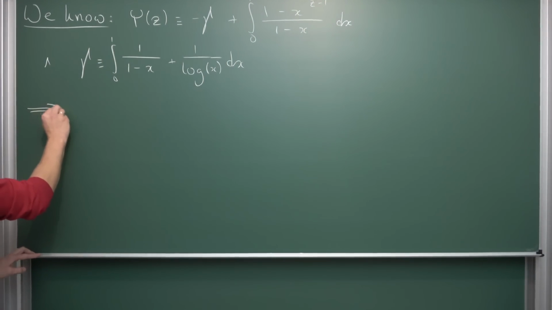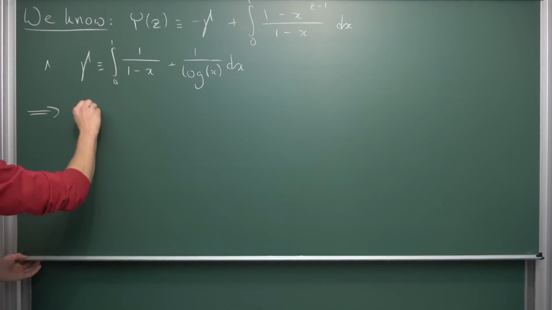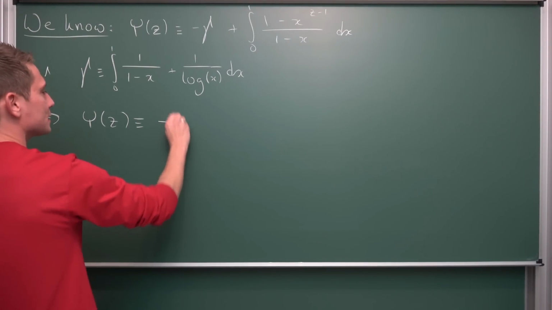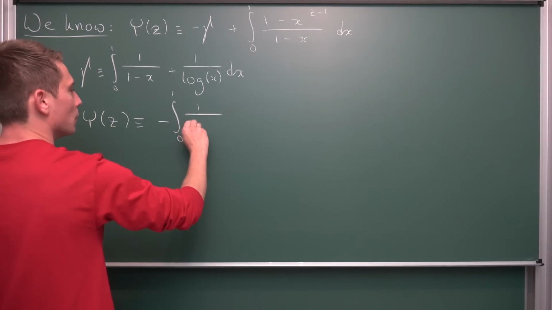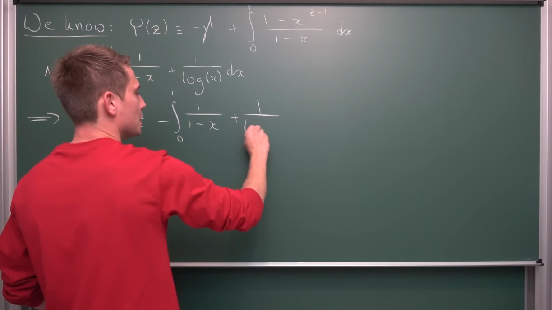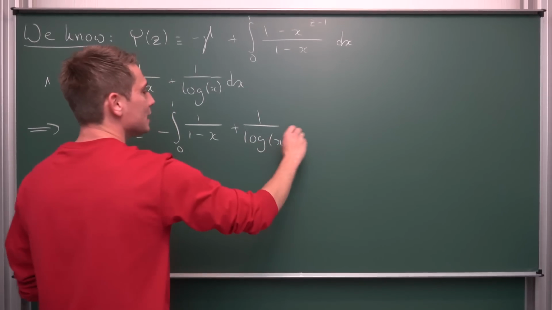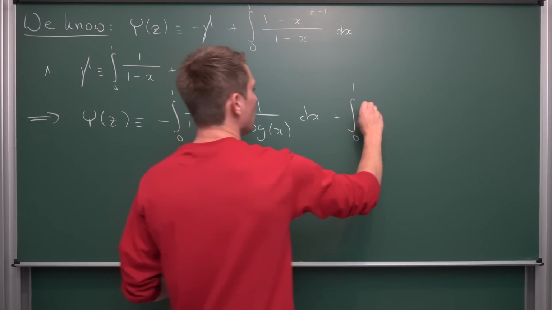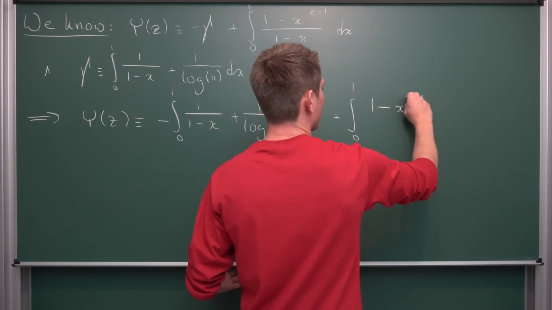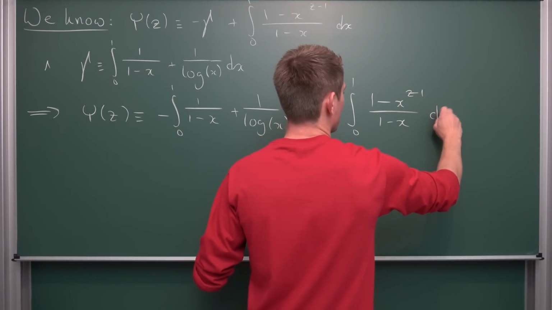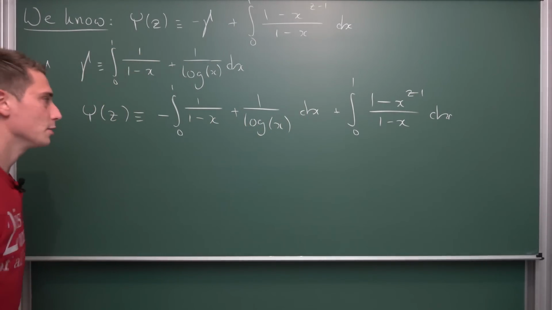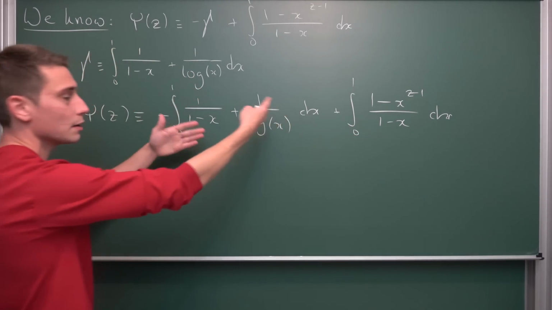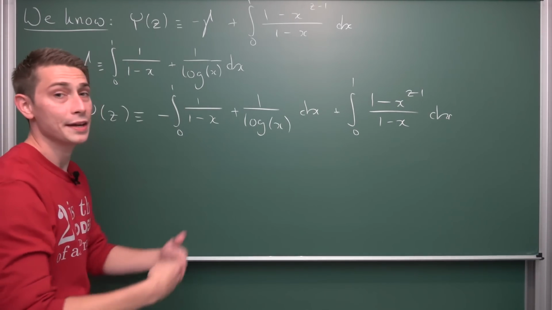So if we were to plug the Euler-Mascheroni constant into here, we are going to get the Digamma function with respect to z being hence nothing but negative the integral from 0 to 1 of 1 over 1 minus x plus 1 over the natural log of x dx, plus our integral from 0 to 1 of 1 minus x to the z minus 1th power over 1 minus x, integrated with respect to x. And here you might notice we can make use of the linearity of the integral to bring those 2 integrals together into one, both integrated over x from 0 to 1.